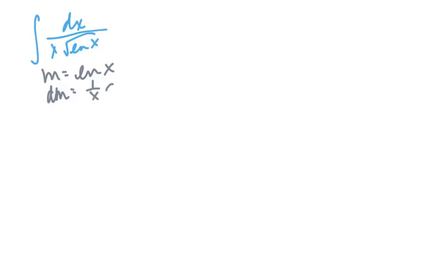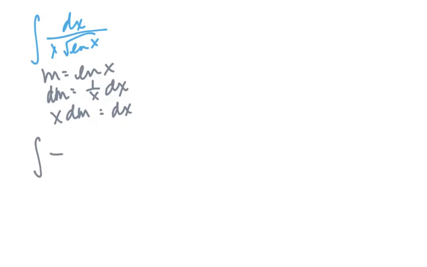Look at this problem. It says the integration of dx over x square root of ln of x. Now, whenever you see ln of x, you should think integration by parts. But the problem is it's inside the square root. So just in case we're doing integration by parts, you should start with u sub, but let's call it m. Let m equal ln of x, and then dm is 1 over x dx. So dx equals x dm.